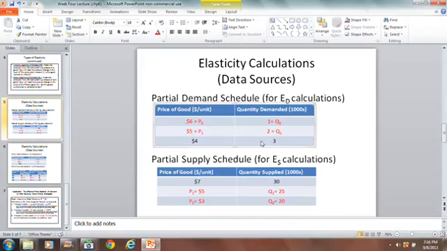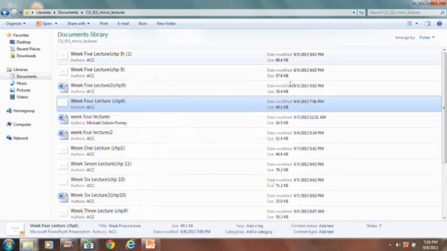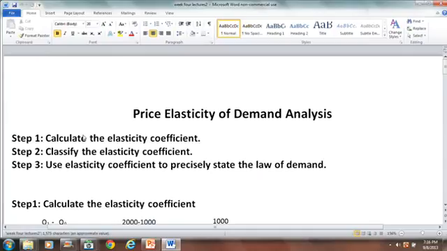So in place of the variable P0, I'm going to use $6. In place of the variable P1, I'm going to substitute $5. In place of the variable Q0 in the formula, I'm going to substitute 1,000 units. In place of the variable Q1, I'm going to substitute 2,000 units. Alright, you might want to jot down these prices and quantities so that when I make the substitution, you can follow along. So in order to do that, we need to go to our next exhibit here.